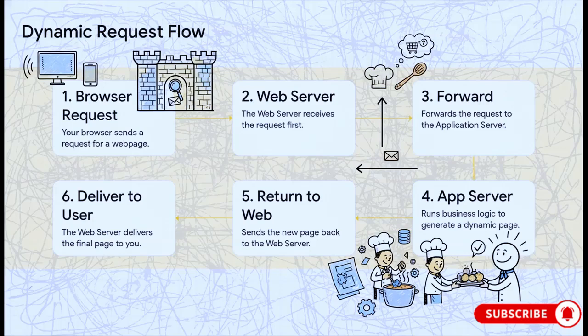Our chef gets to work, pulls your items from the database, builds that custom page from scratch, and then hands the finished, fully cooked page back to the web server. The web server then takes that page and delivers it to you. This whole division of labor, that's the real secret sauce of the modern web. It's what keeps things fast, secure, and scalable, just by letting each server do the one job it's amazing at.